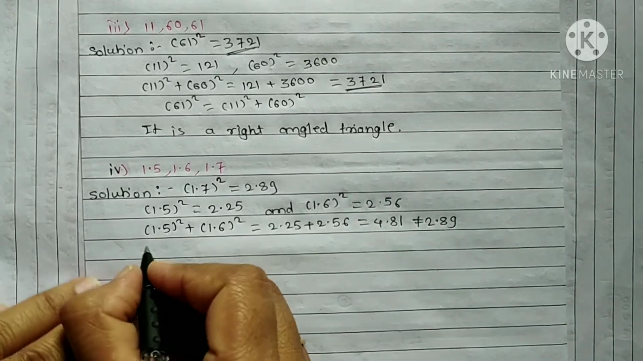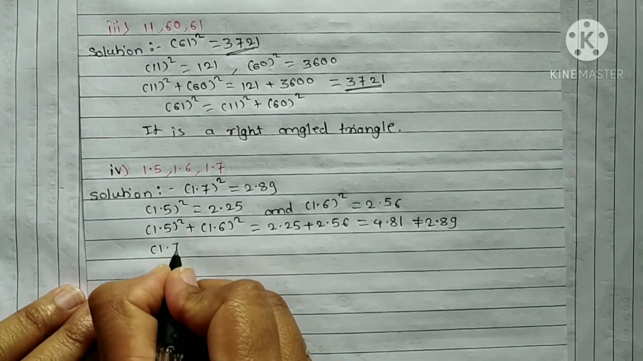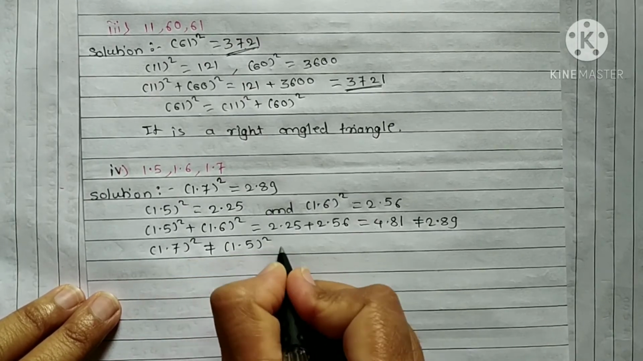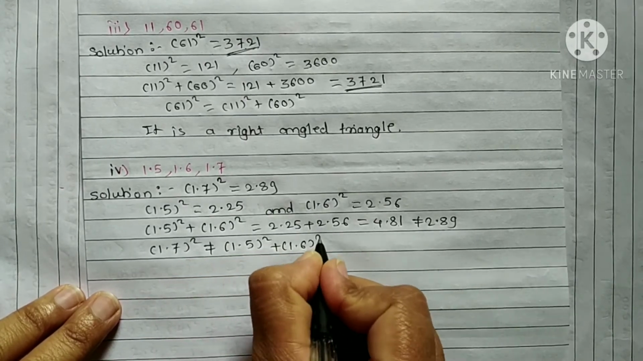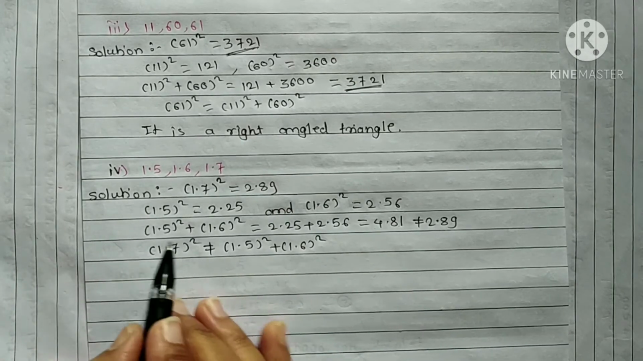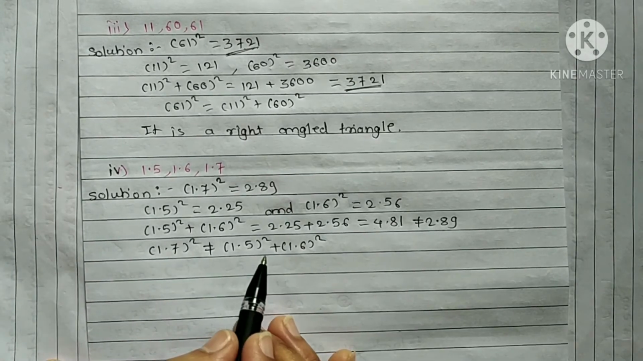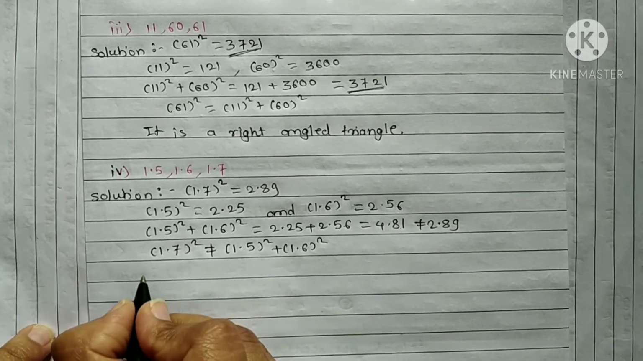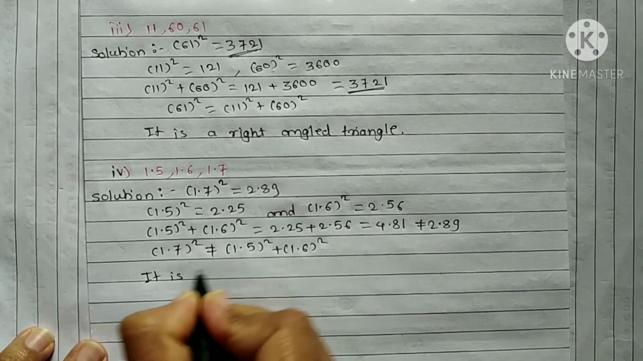2.89. Therefore we can say that 1.7 square is not equal to 1.5 square plus 1.6 square. Here the square of the biggest number is not equal to the sum of squares of the other two numbers. Therefore we can say that it is not a right angle triangle.